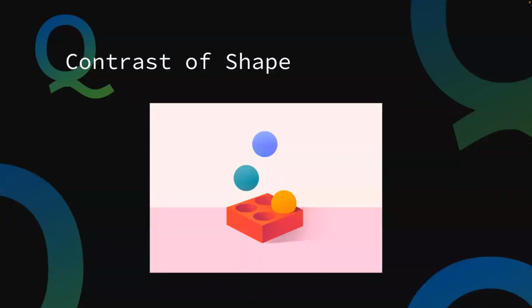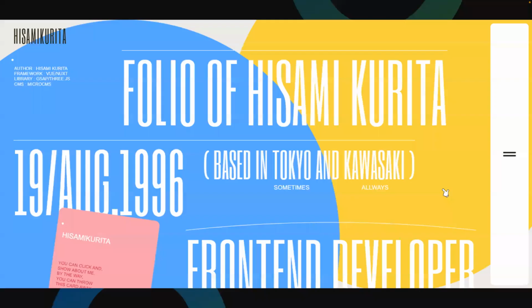Then we have contrast of shape. This one's a little difficult to implement because not many circles are used on websites. But this is an example. It's very chaotic. I'm not a huge fan of the contrast on this one. However, the point of this photo is the circles in the background, contrasting with the square here. Kind of makes you focus on different elements of the website. So just keep that in mind when you're designing.